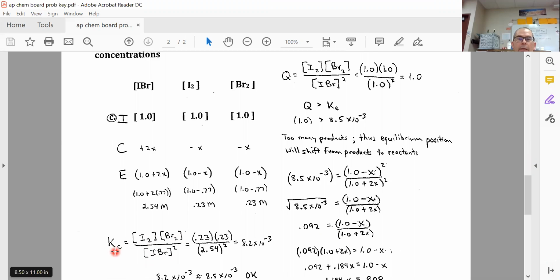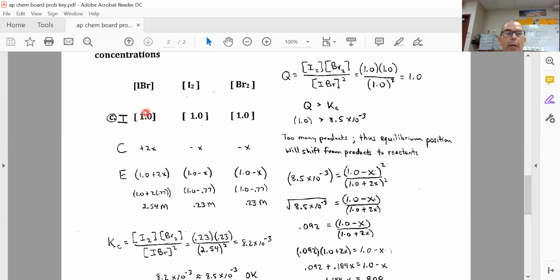Now, what is the Q? A Q expression looks the same as the K expression. It is like an equilibrium constant expression, but it actually also applies when something's not in equilibrium, and it helps predict what you need to do to establish equilibrium. Which way is it going to shift to get into equilibrium? So it's products over reactants, doing the exponents the same way as the K value.